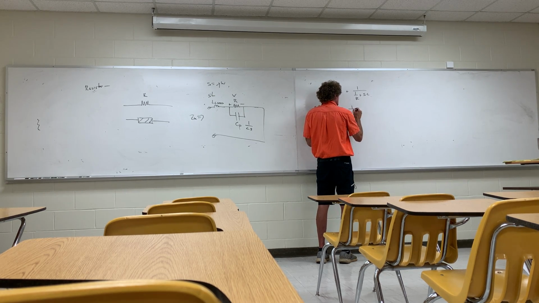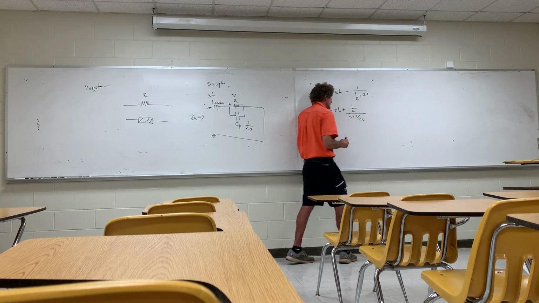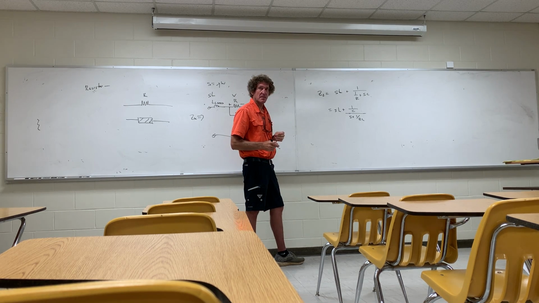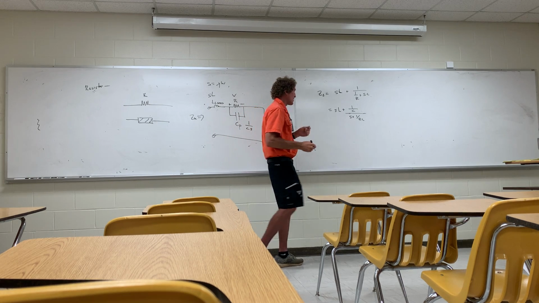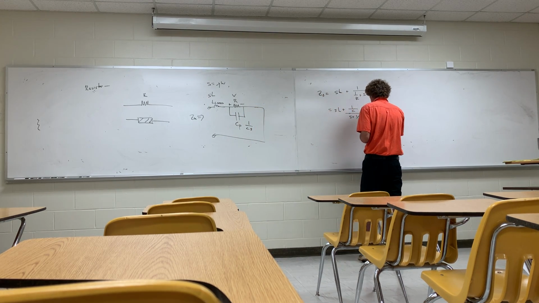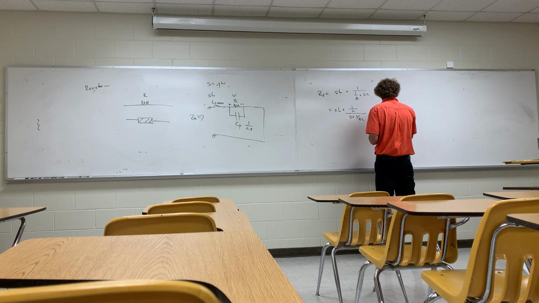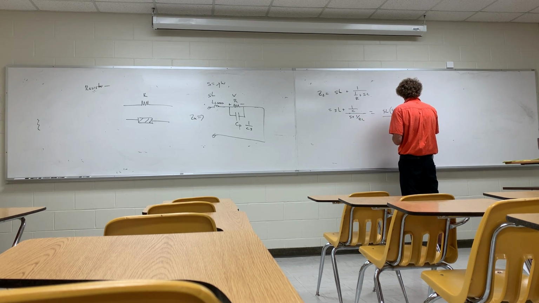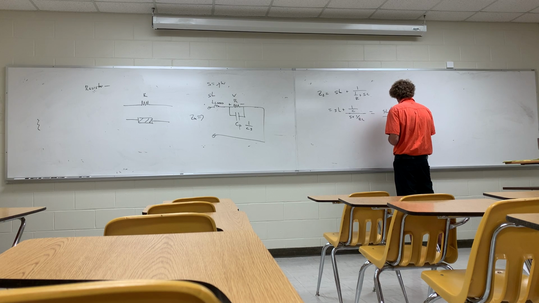So then I have 1 over C over S plus 1 over RC. And then after that, we can go ahead and get a common denominator if we want. Do y'all agree with that? We can go ahead and say this is really going to be equal to S times L times the quantity S plus 1 over RC plus 1 over C over S plus 1 over RC.